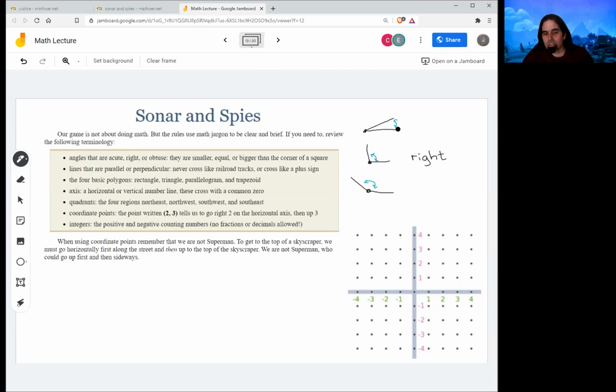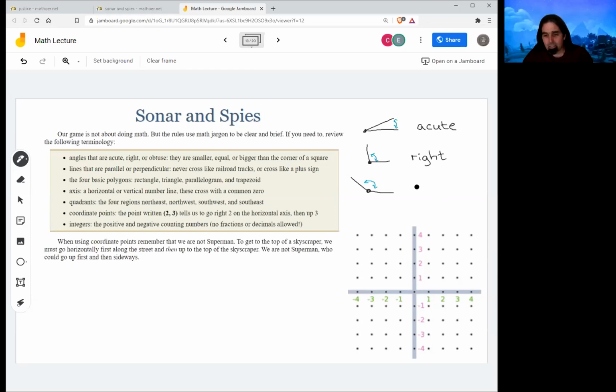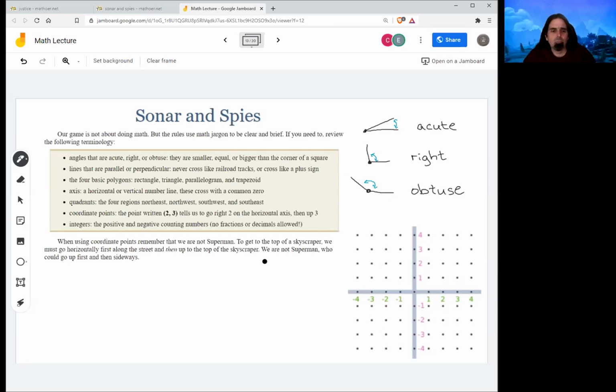What's the smaller one named? Is it a cube? It is. And then the other one is called obtuse. So just jargon to remember.